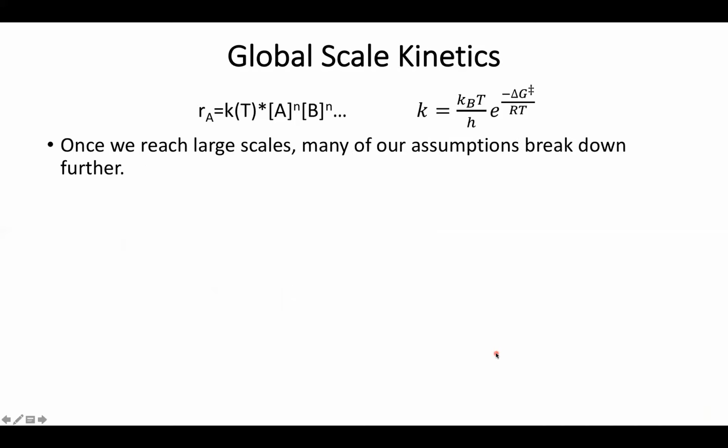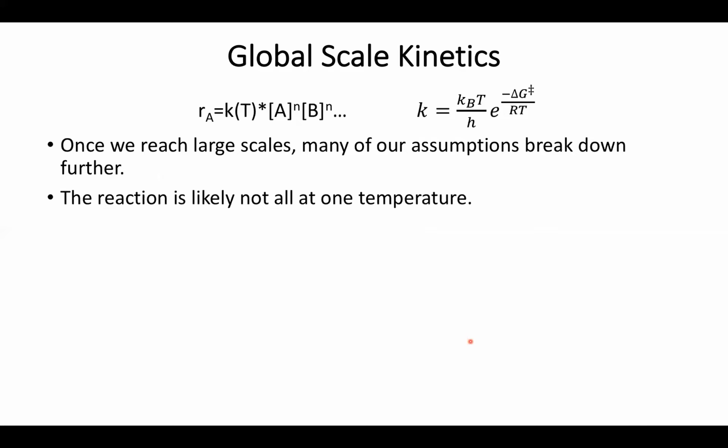Finally, we have to watch out for what may end up happening at a global scale. Once I get to about a liter or more, I have to watch out for a lot of other assumptions that break down. For example, we're typically assuming that all of our reactions are going to be at a single temperature. But we also saw that things like mass and energy transfer can cause hot pockets or cold pockets of temperature, especially those occurring near a cooled wall.